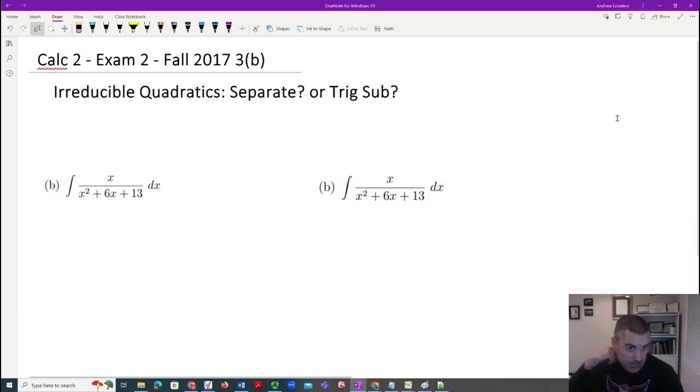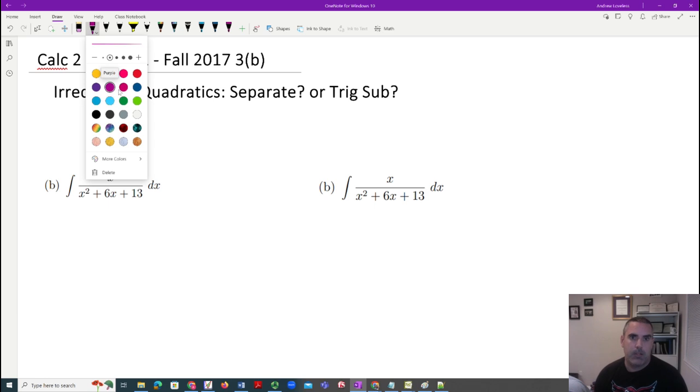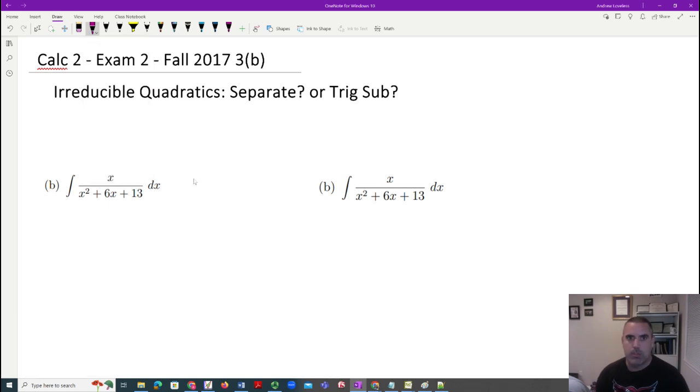Hello, Calculus fans. Somebody asked this on the discussion board. It's an old exam question. They didn't actually ask this question. They asked whether their answer was acceptable, which I will answer here, but it brings up a bigger issue, which is how do we deal with irreducible quadratics?